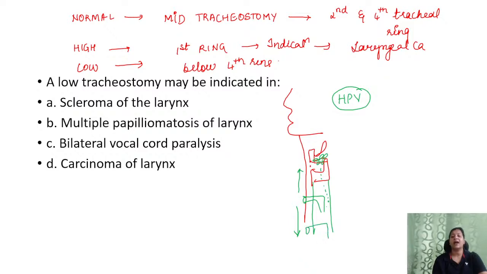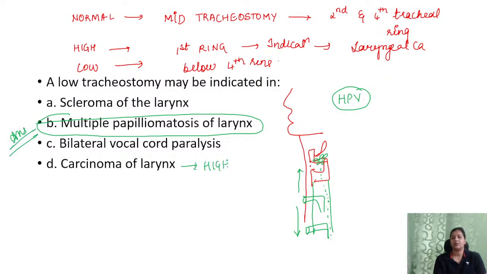You want to stay as far as possible so that there is no distal seeding of the virus and the patient does not develop tracheal papillomas or bronchial papillomas. So far from it is better. So in multiple papillomatosis of the larynx, you will do a low tracheostomy. So this is your answer. For carcinoma larynx, you will do a high tracheostomy. I hope all of you got this.